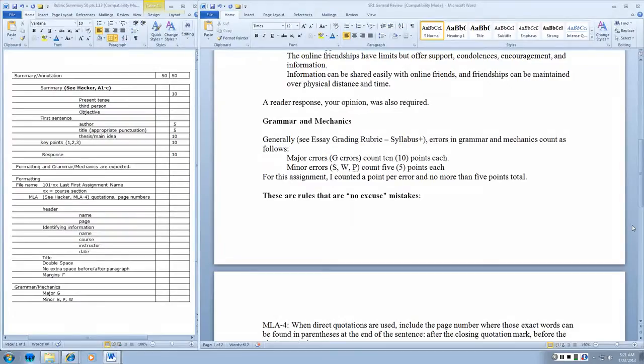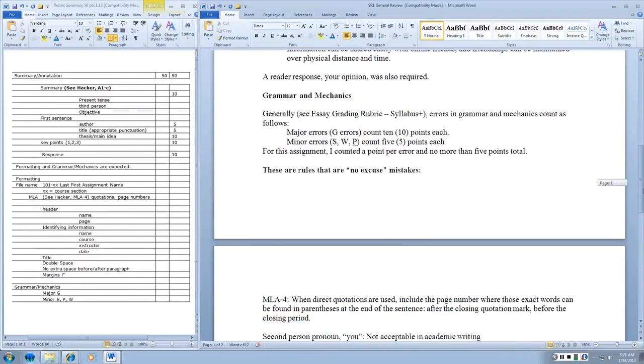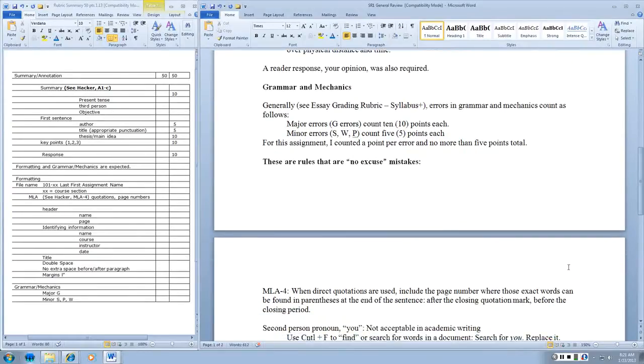Minor errors count 5 points each. But for this assignment, I counted a point per error of either kind and no more than 5 points total. I'll talk to you in just a minute about how I want you to respond to that. But there are some rules that I want you to be aware of that I consider to be no excuse mistakes.